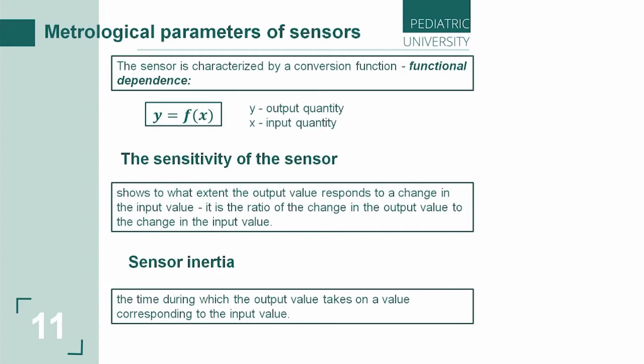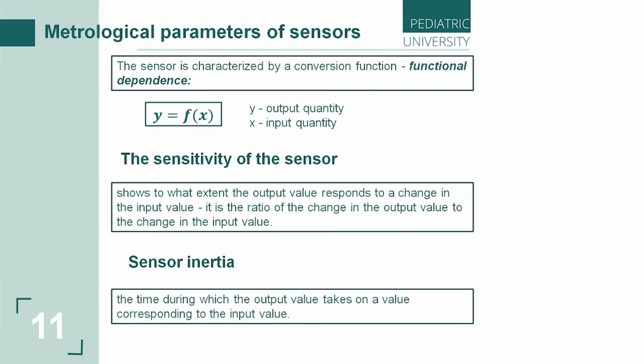So, now information about the characteristics of sensors, the metrological parameters of sensors. The sensor is characterized by a conversion function, the functional dependence of the output quantity Y on the input quantity X, which is described by an analytical expression, Y = f(x), or a graph. The simplest and most convenient case is directly proportional dependence, Y = kx. There are special characteristics of sensors that describe their main parameters.